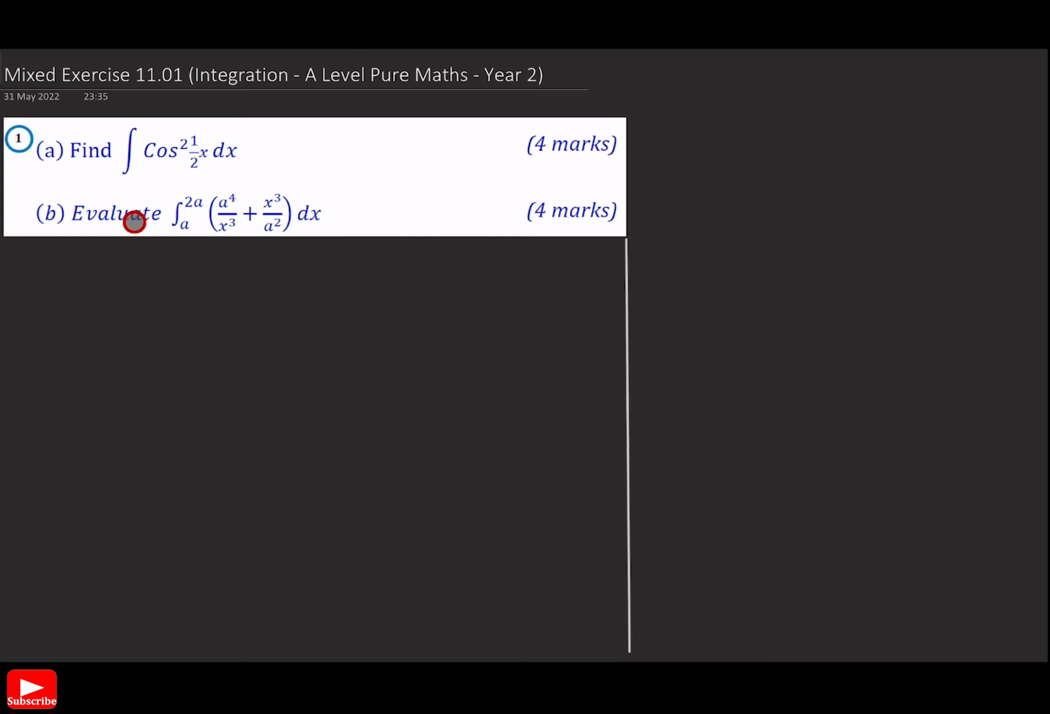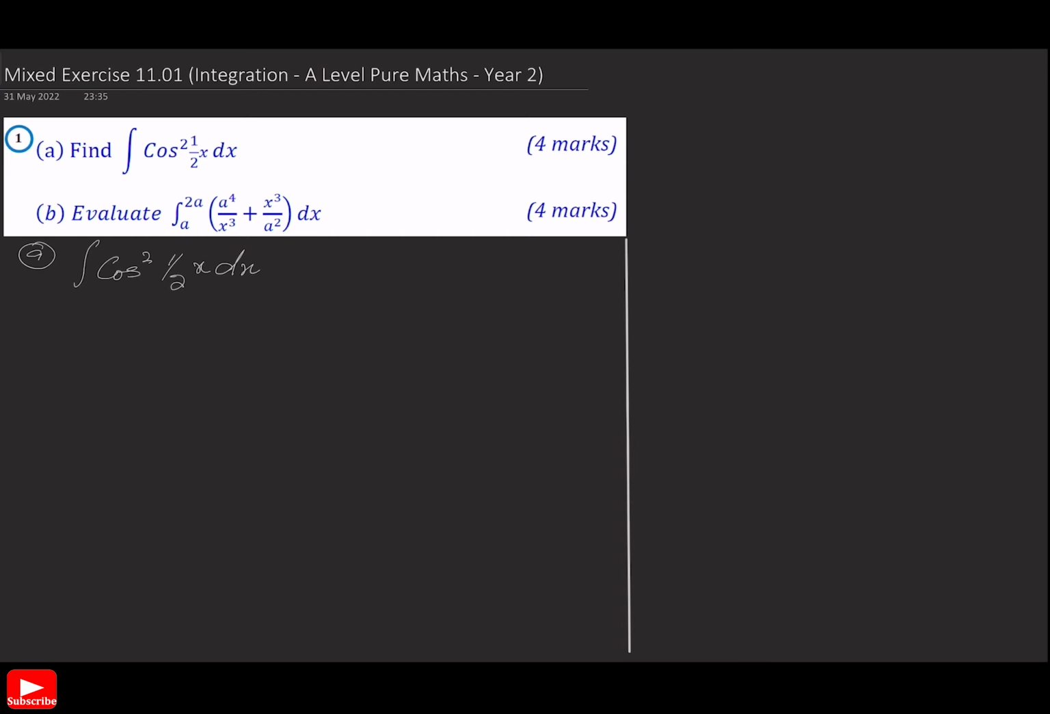B. Evaluate the definite integral of a to the power 4 over x cubed plus x to the power 3 over x squared with respect to x and between the limits a and 2a. So for a, we need to integrate cos squared half x dx.